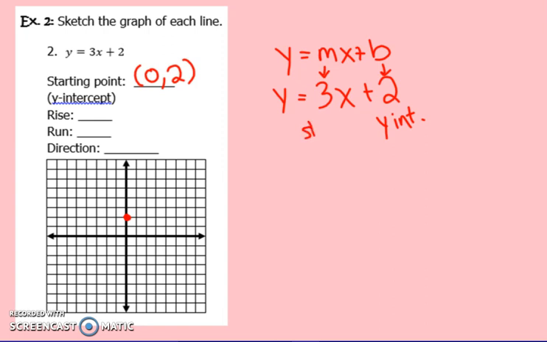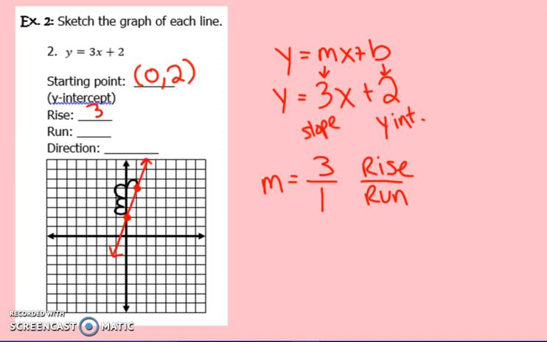My slope in this case is positive 3, but I want my slope to be a fraction, so I have rise over run. 3 is my integer, so I'm going to just put it over 1 because 3 divided by 1 gives me positive 3. So from my point, I am rising 3 spots and I am running 1 spot. Once I do that, I'm going to draw my second point and connect my dots. Again, this is going in the positive direction. I have a positive slope.